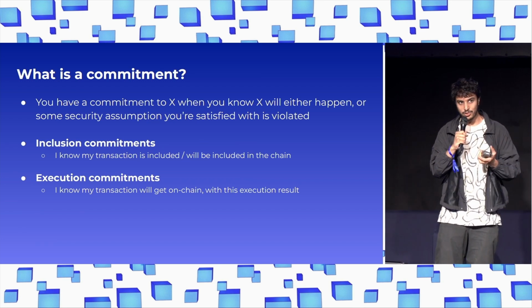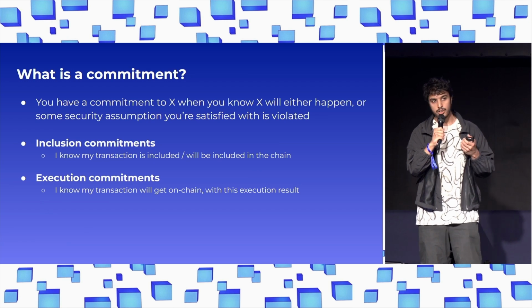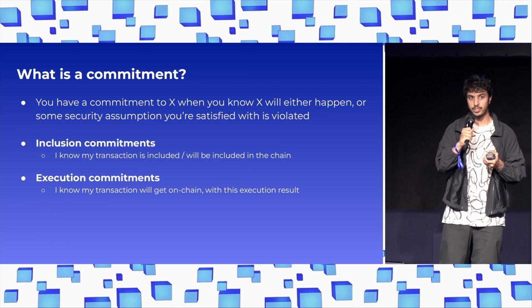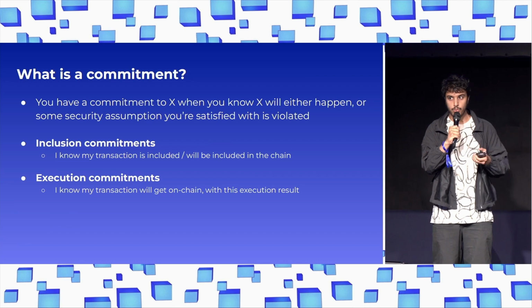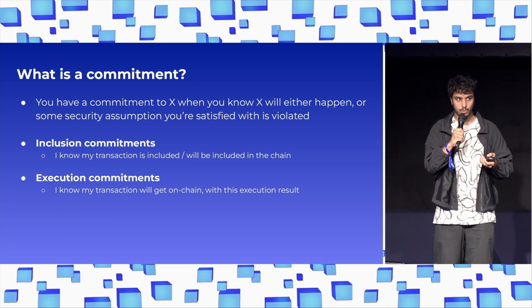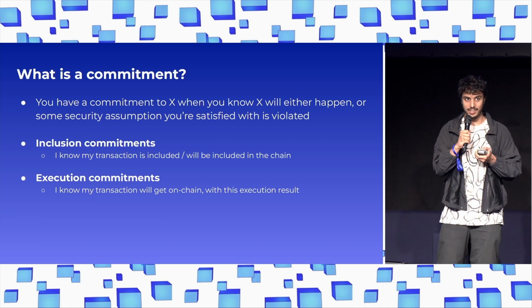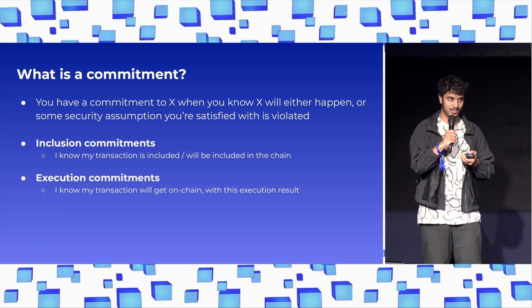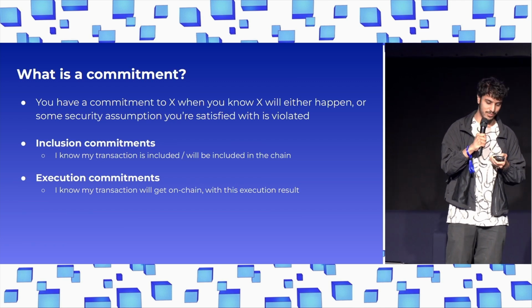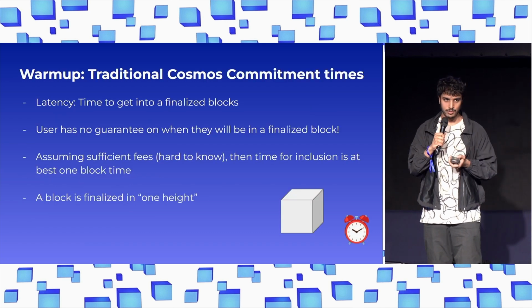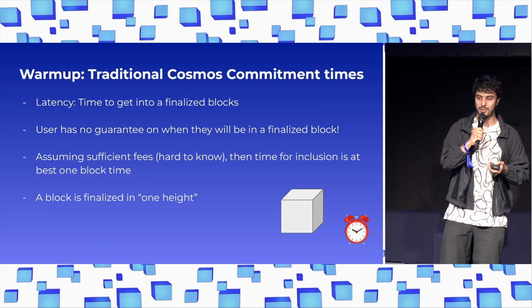But then there are also execution commitments, where not only do you know your transaction will be on chain, but you want to know the result of it. So this is like, if I do a swap, what's the result of the swap? Typically, this will depend on being in a block, but we'll discuss a bit about how you can do better in decentralized environments.